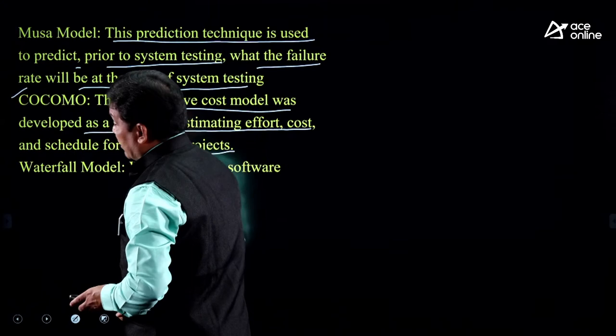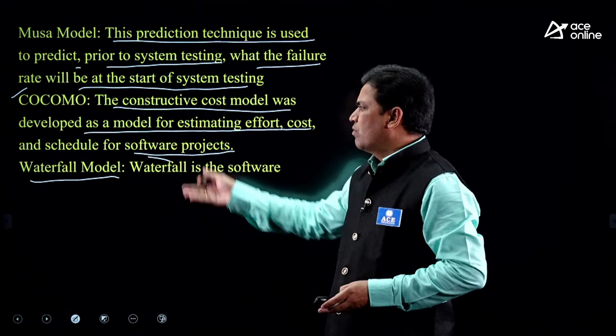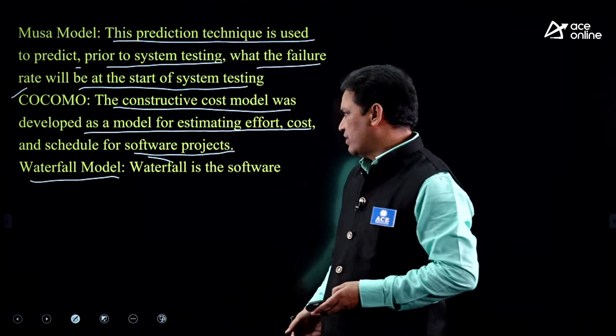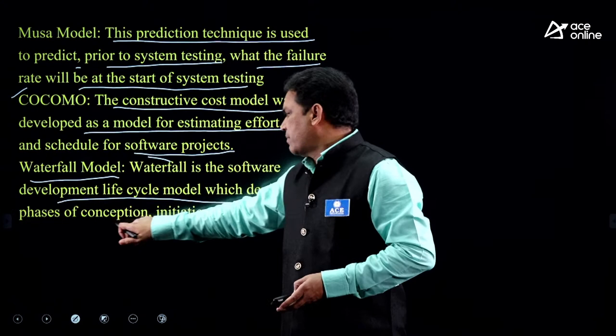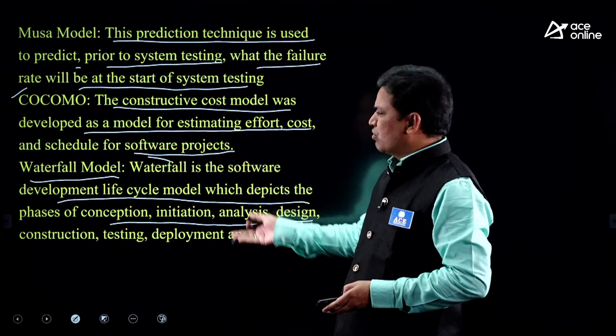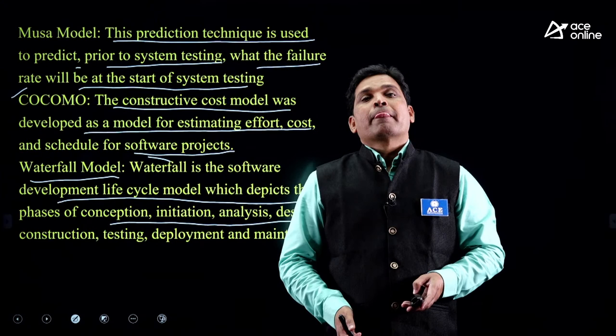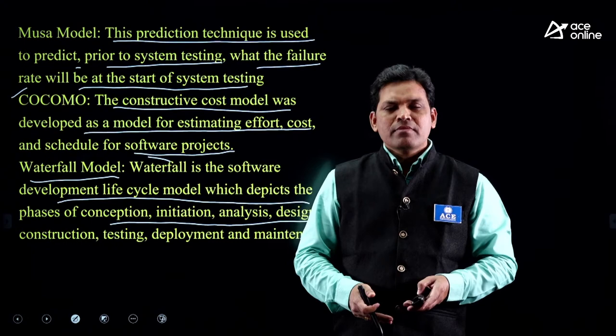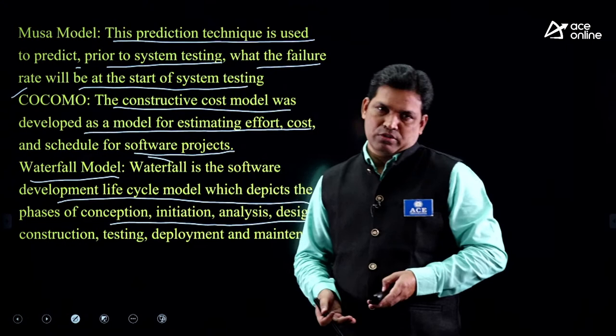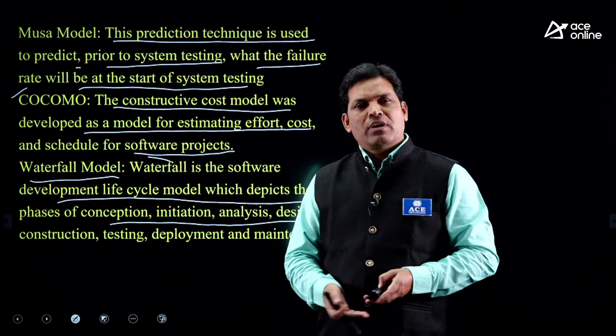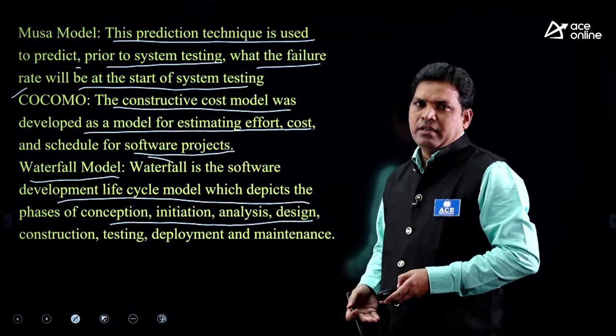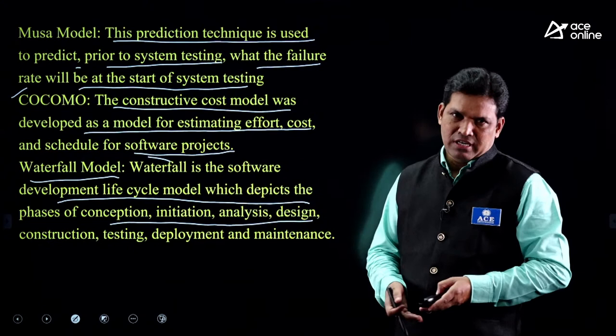Waterfall model, just now we had discussed one of the prescriptive process models. Waterfall is one of the traditional, old software process models, having many drawbacks. Waterfall is the software development lifecycle model which depicts the phases of conception, initiation, analysis and design, construction, testing, deployment and maintenance. Using the waterfall model, framework activities can be used for development of a software system. What are those framework activities here? Communication, planning, modeling, construction, deployment. The waterfall model is one of the oldest software process models and a linear sequential process model. The drawback is that the time required for development of a software system is too high. That's why the waterfall model is not preferable for development of software systems, because it's a linear sequential model and one of the oldest software process models.